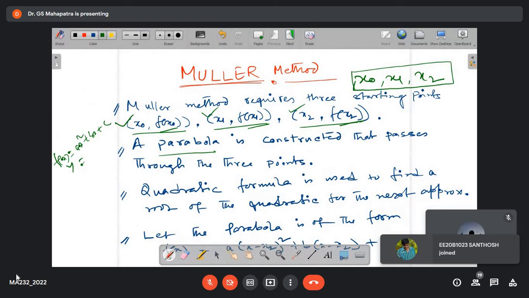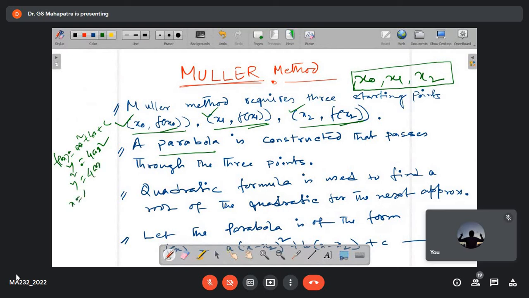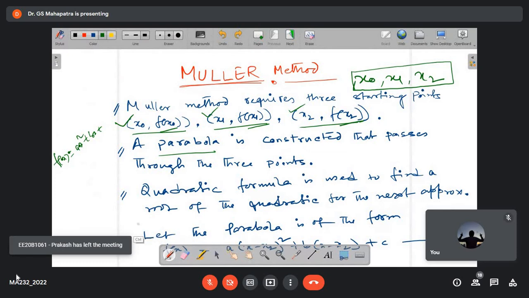Now you have already studied this type of 4ax square, correct? Or y square equals 4ax, or x equals 4ay square. So many forms you have studied, but the general form of a parabola, you can write y equals to, or f of x equals ax square plus bx plus c. So that is actually our target, to find that equation.